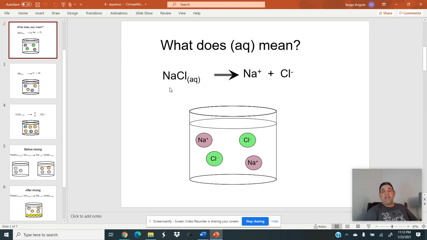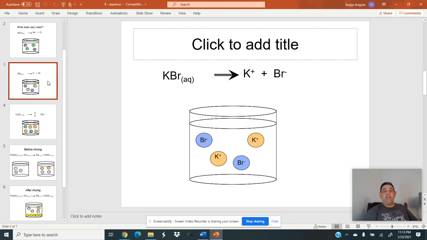And remember that ionic compounds come in what we call empirical formulas, which means they tell you the ratio of one ion to the other. They don't tell you exactly how many ions there are in a crystal. They just give you a ratio. So a one-to-one subscript here means that for every sodium, there's a chloride. Same thing here. Potassium bromide aqueous means there are potassium ions and there are bromide ions. They're all set apart from each other, and they individually move and slide past each other.